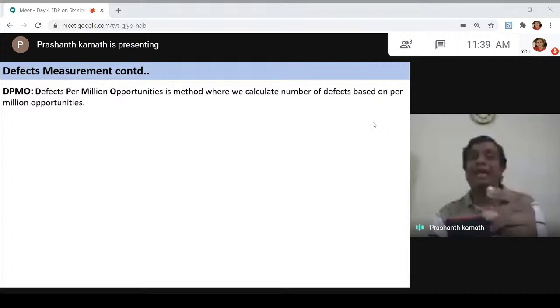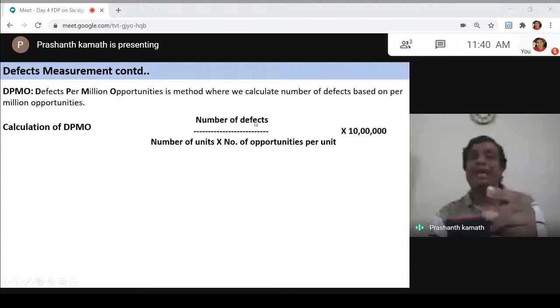Okay, now let us understand, how do we use DPMO, defects per million opportunities? It is basically an extension of DPO, and you will get to see that very soon. The DPO that we saw, DPMO is an extension of that. How do we calculate DPMO?